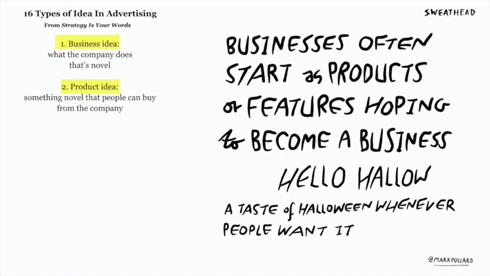So we'll start by talking about business and product ideas. The business idea is what the company does that's novel. A product idea is something novel that people can buy from the company. So here's the thing: businesses often start as products or features and hope to become businesses.